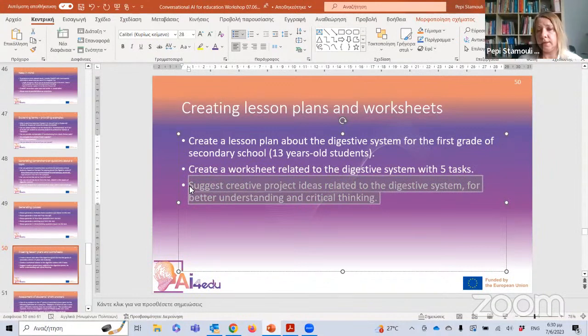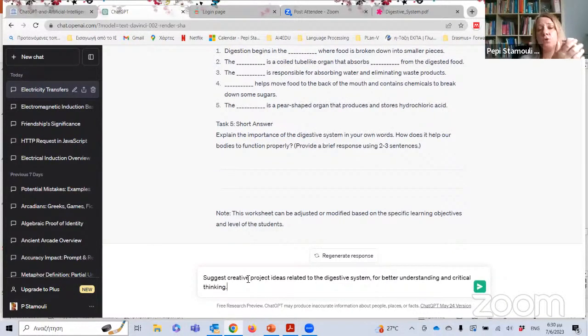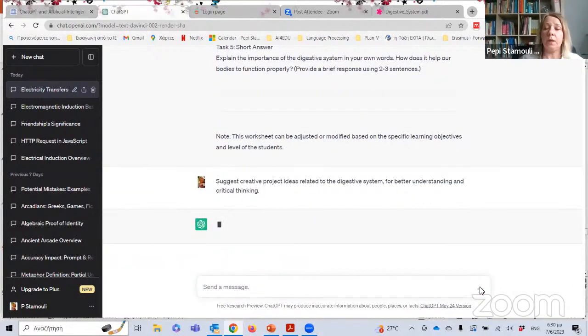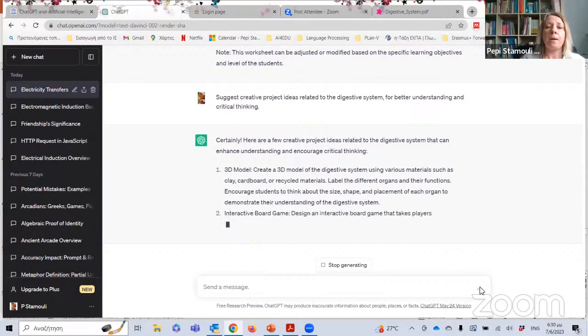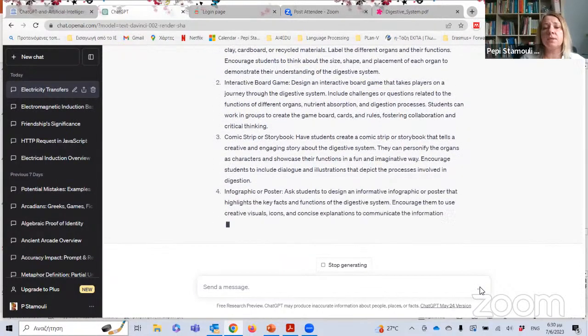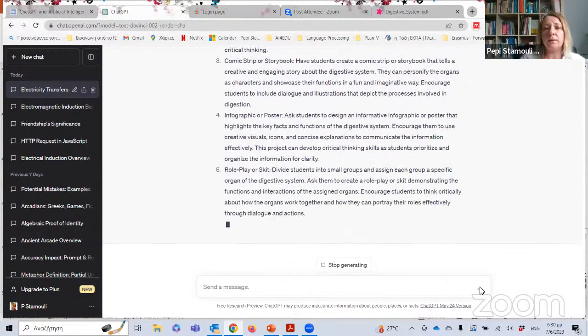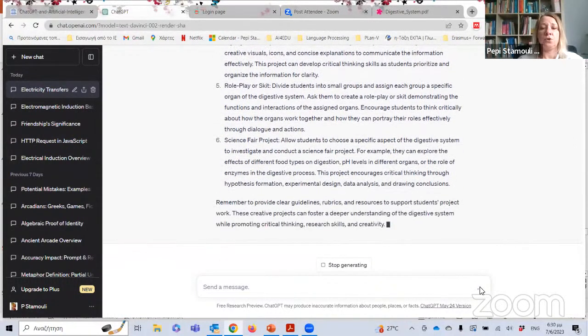Unless it is already covered, I can use ChatGPT to suggest creative project ideas related to the digestive system, so I can ensure a deeper understanding and critical thinking of the topic. There are some suggestions, such as comic strips, interactive board games, role playing, infographic or poster, or a group project for a science fair, and so on. And it also ends with suggestions of how to use its own suggestions.